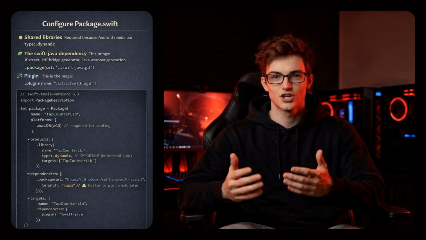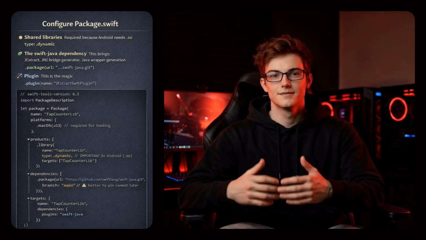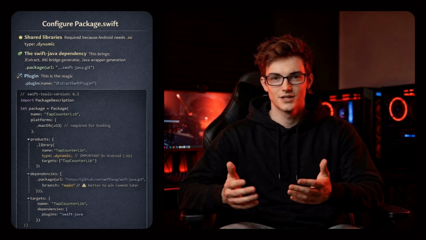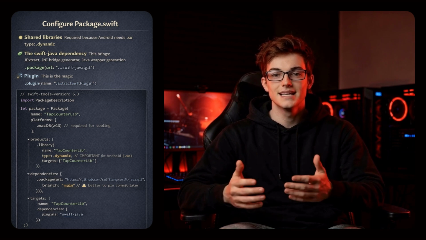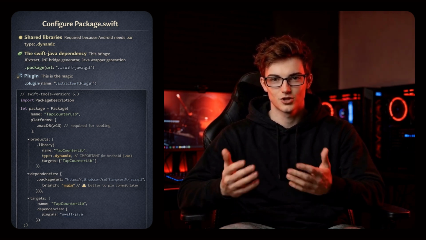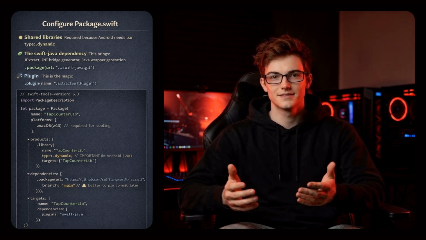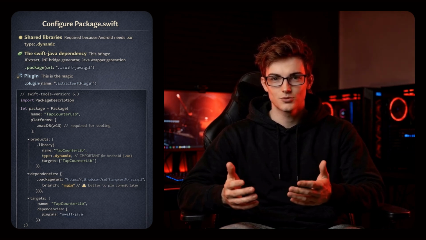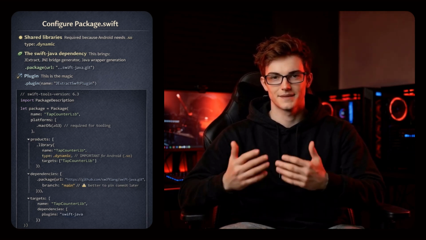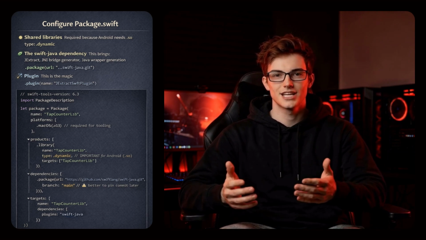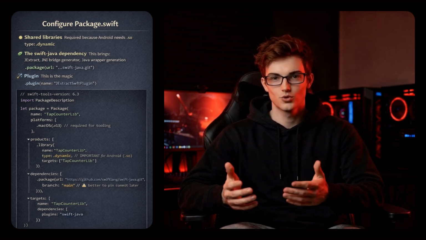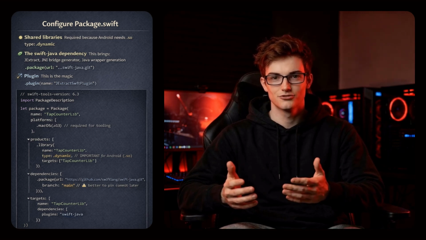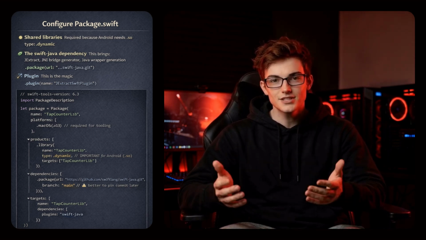Next, add SwiftJava to your target dependencies. The generated code depends on it, so this step is not optional. And finally, attach the JExtractSwiftPlugin to the target. This is the key piece. It reads your Swift API and generates the Java wrapper and JNI bridge for you. No manual JNI, no glue code. Just Swift, compiled into something Android can call.